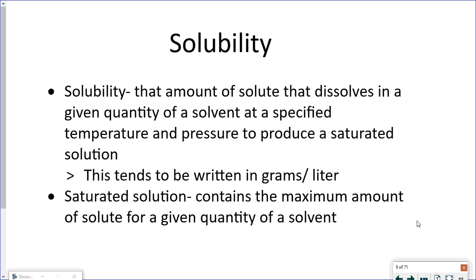So this might be if you're making tea, if you keep adding sugar, eventually it will stop dissolving the sugar, where it can no longer dissolve anymore. And whatever cannot be dissolved will just be sitting as a layer at the bottom.